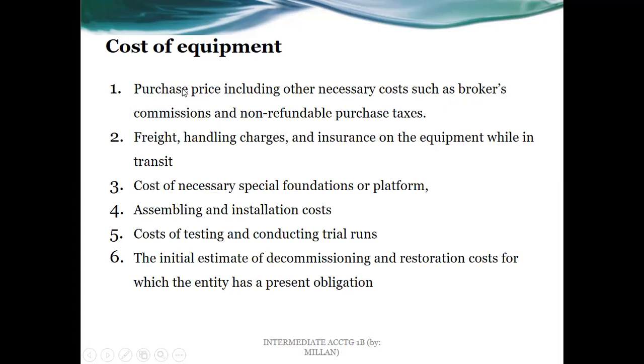Next, cost of equipment. So we have purchase price, handling charges, freight for airplane and ships, then insurance, which we've mentioned already. The necessary special foundations or platform, especially for the assembly and installation, which of course supports number three, to be added. Then the testing and conducting of trial runs, because we are still testing if the equipment is ready for its intended condition. And remember our present value for decommissioning and restoration costs for which the entity has a present obligation.